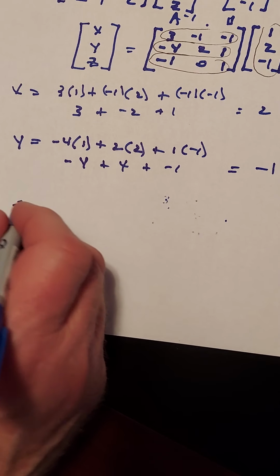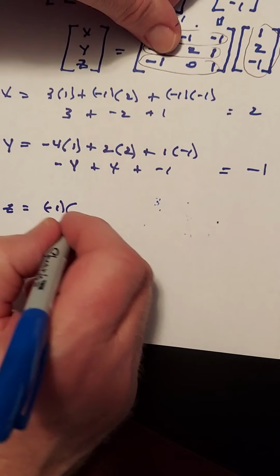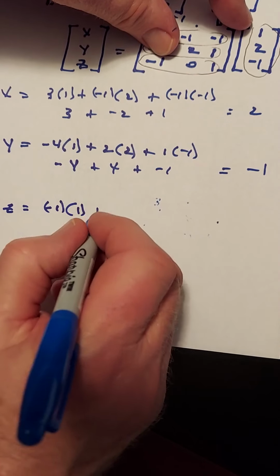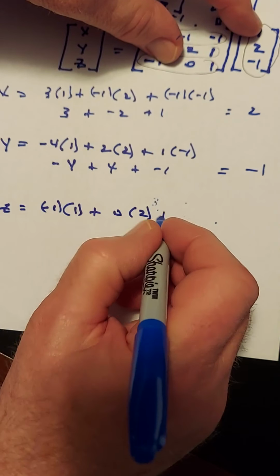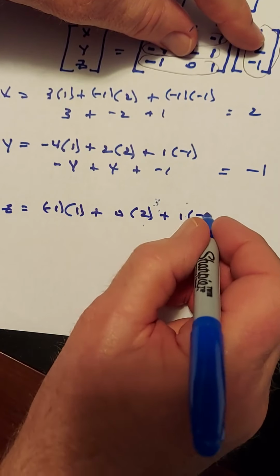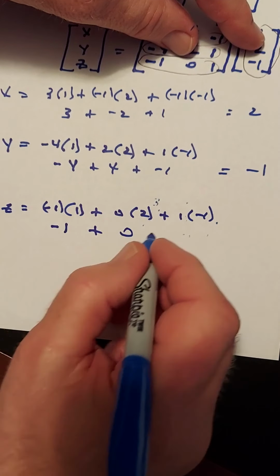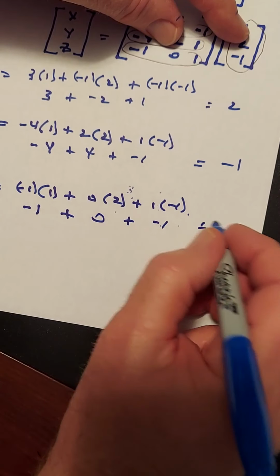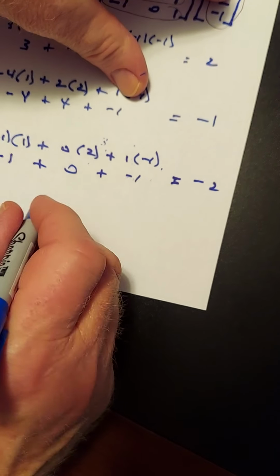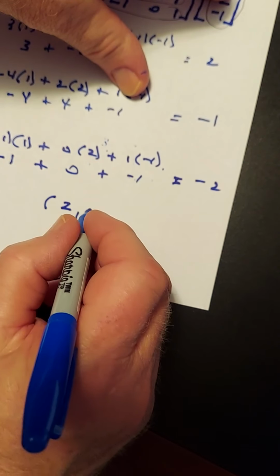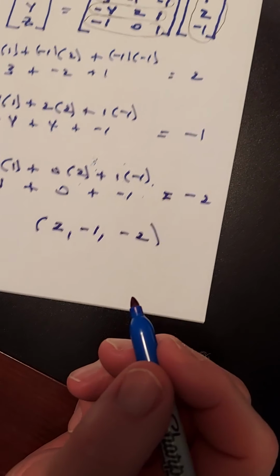Okay, and then Z, I'm going to have negative 1 times 1 plus 0 times 2 plus 1 times negative 1. So it's going to be negative 1 plus 0 plus negative 1, and that's going to be negative 2. So if I did it right, my answer is going to be x is 2, y is negative 1, and z is negative 2.